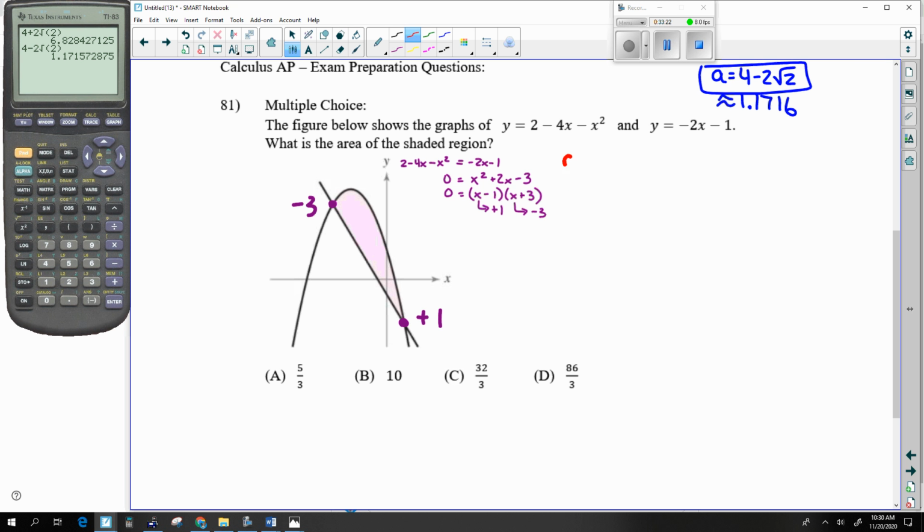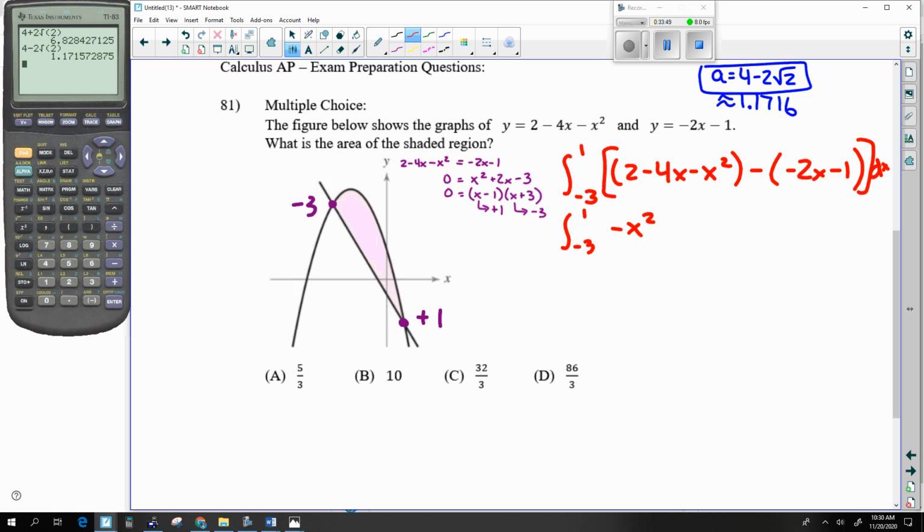So my integral is going to be from negative 3 to positive 1 of the parabola, the one with the x squared, so that's 2 minus 4x minus x squared. And I'm going to subtract the line, which is negative 2x minus 1. Let's clean this up real quick. So this is negative x squared minus 2x plus 3.